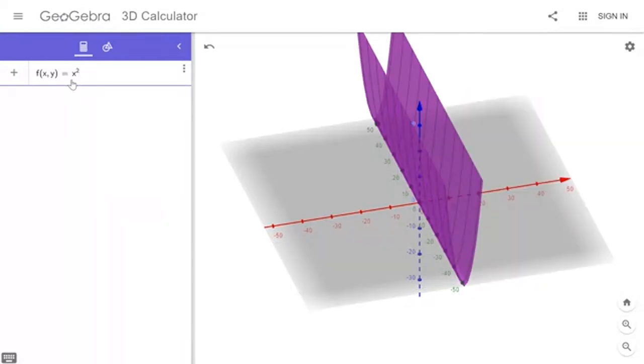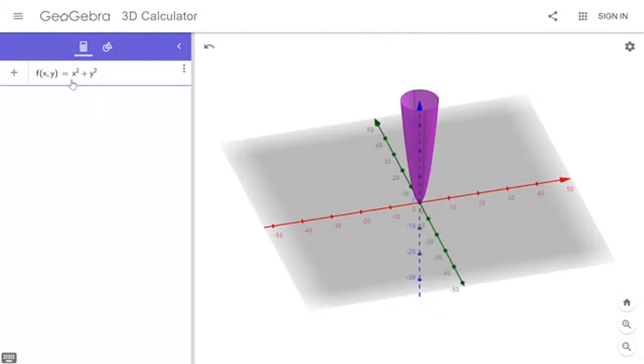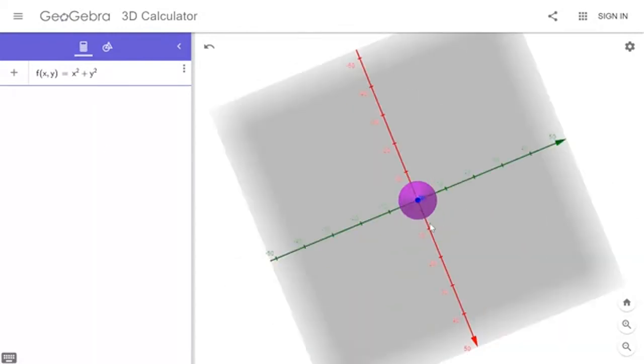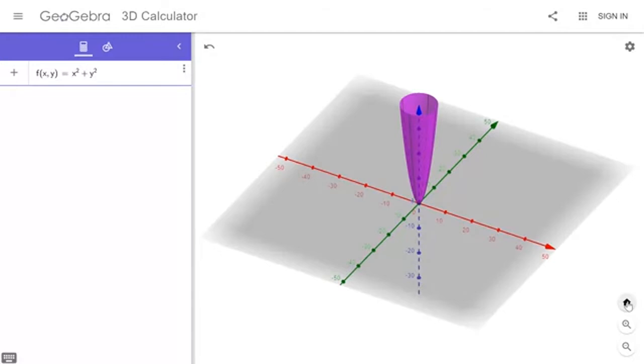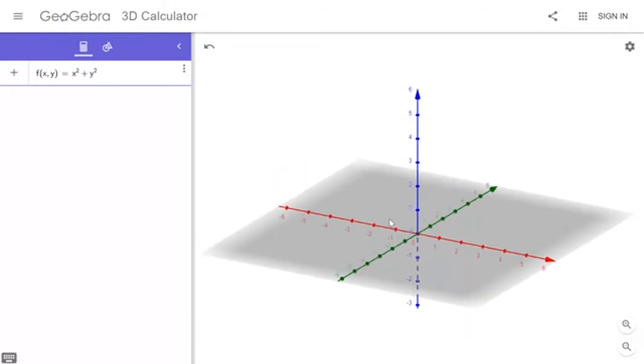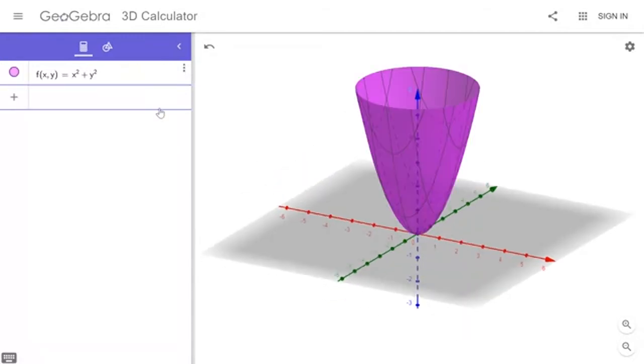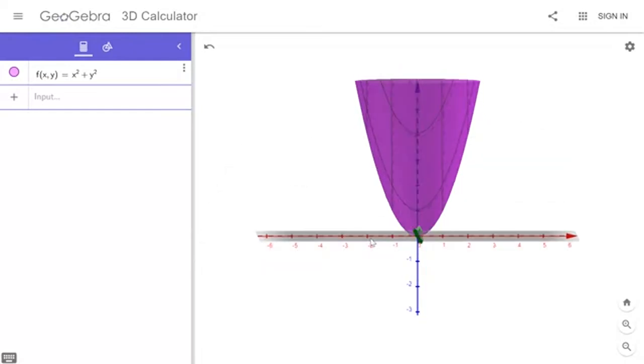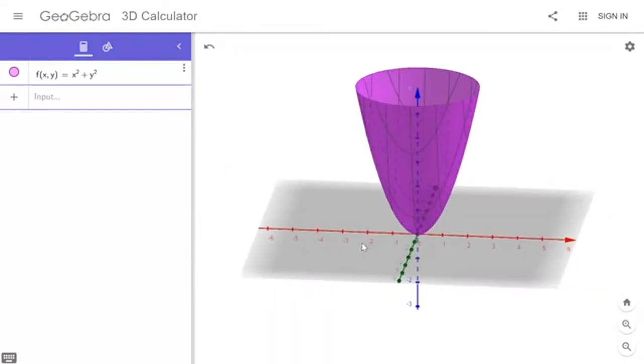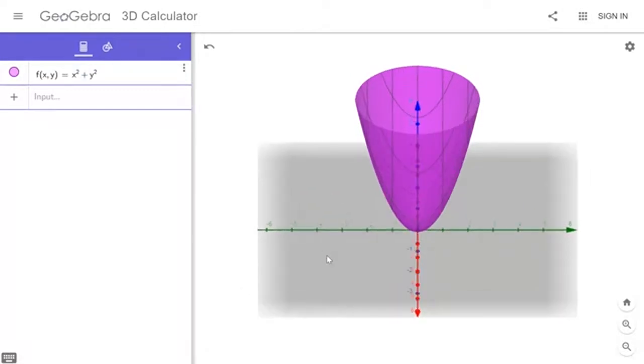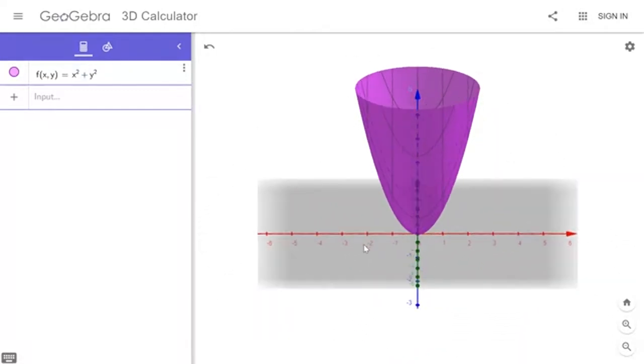X squared plus y squared. So there's my function. Let me reset that angle. So it's like a cone. I don't want to get too much into Calc 3 stuff, but think about why this looks like this.